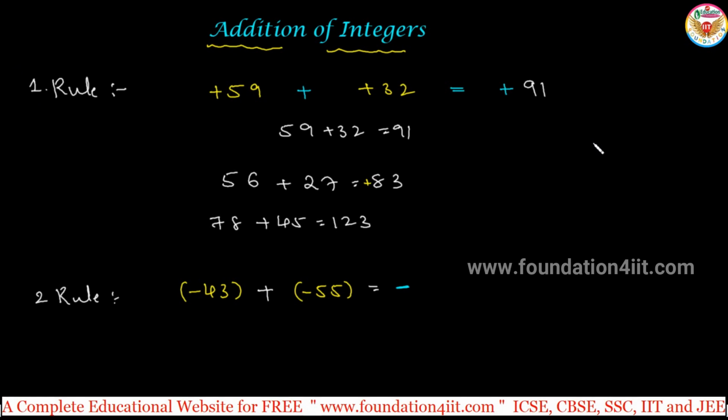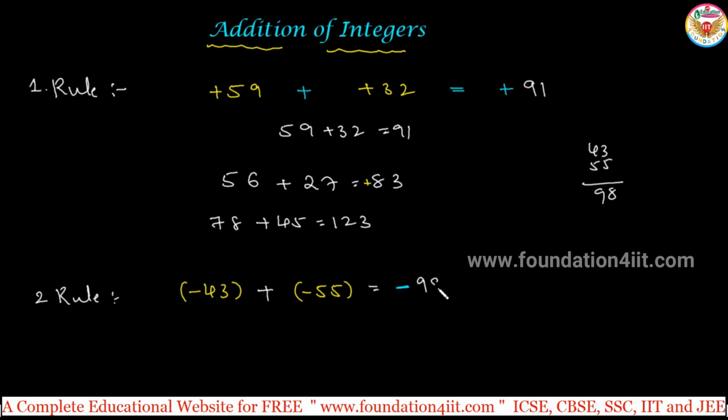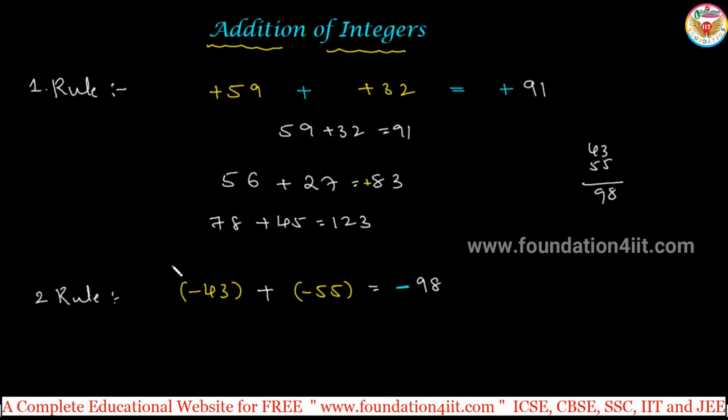So normal addition you have to do. Just take 43 and 55 addition: 8, 9. So 98. For the result you have to keep the negative sign. Just assign the minus sign to the result. So when both the integers are negative, add them and assign the minus sign to the result. That's all. So this is rule 2.